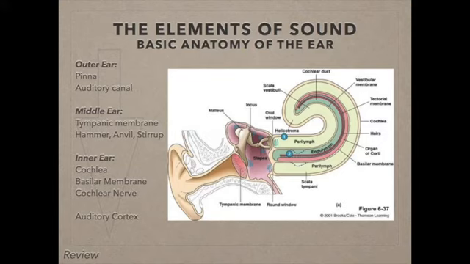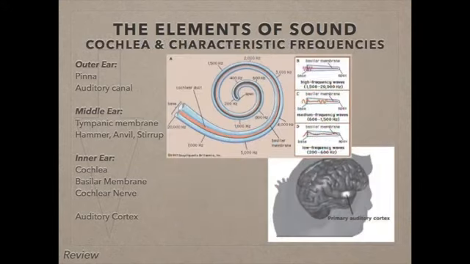Slide 32. Here is just another picture of the cochlea with the individual hairs and the frequencies that they are sensitive to laid out, as well as a picture to let you know where the auditory cortex is. This is where the auditory nerve is sending its information.